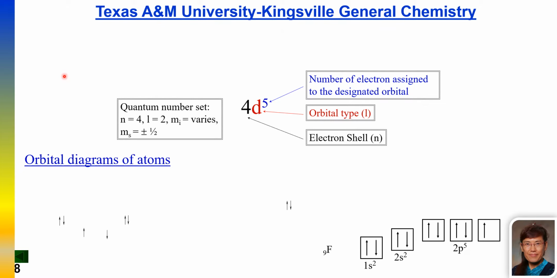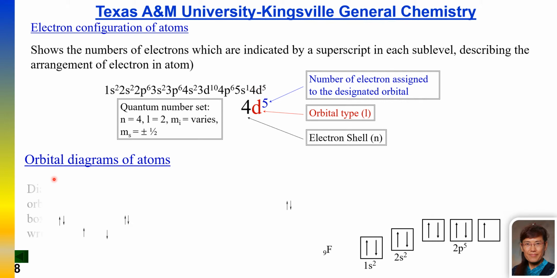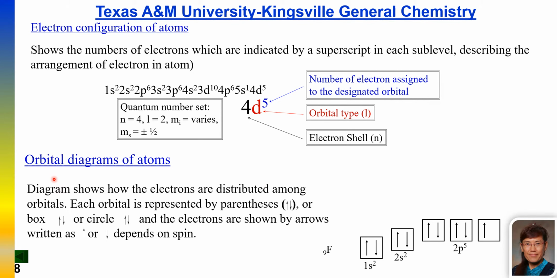So how do we distribute electrons into the different orbitals? You have two key terminologies. One of them is called the electron configuration of atoms. The second one is called the orbital diagrams of the atoms. So let's take a look at electron configuration. We need to know key points.